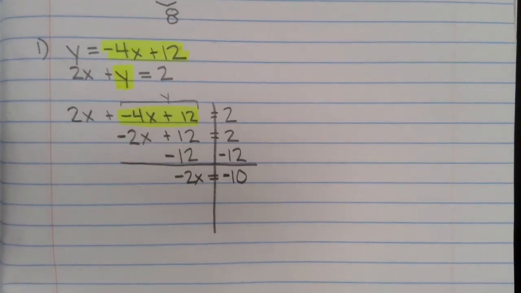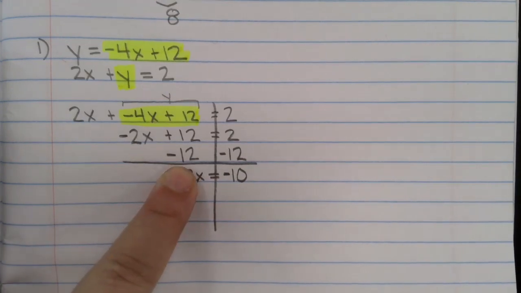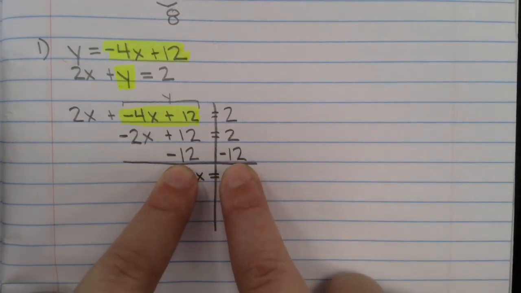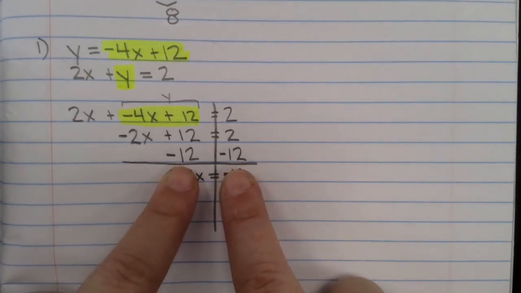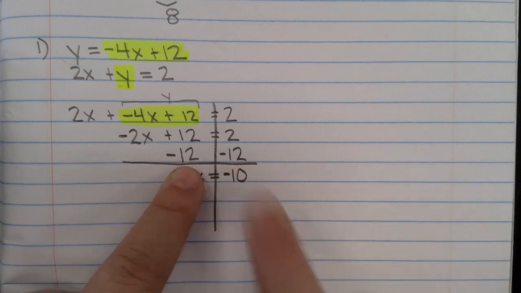Look at it step by step. We put the 12 over here. We did a minus 12 and a minus 12 on both sides. So look right here. Look on the board. Minus 12, minus 12.